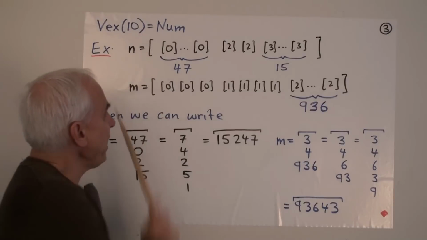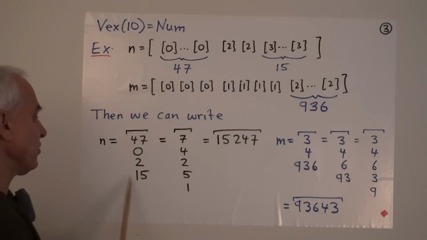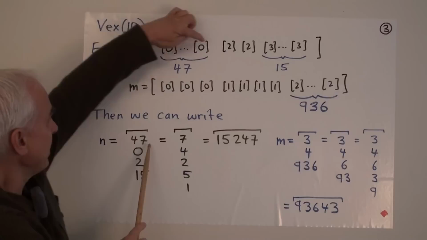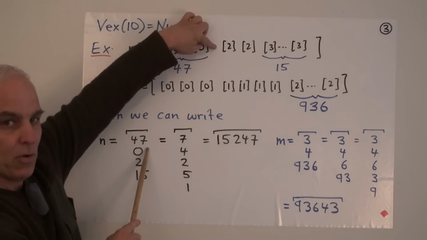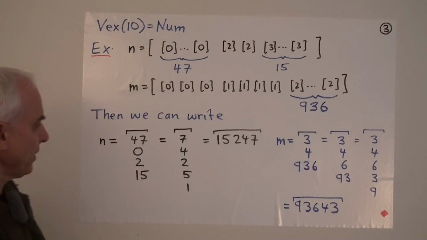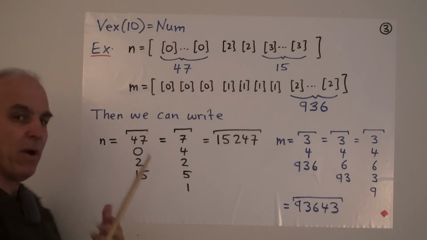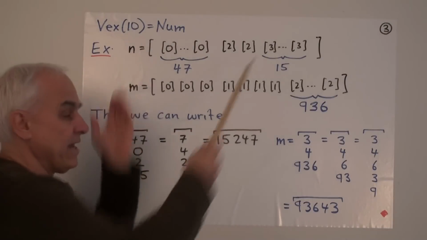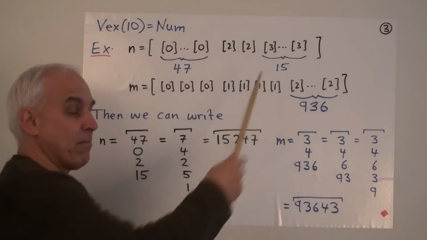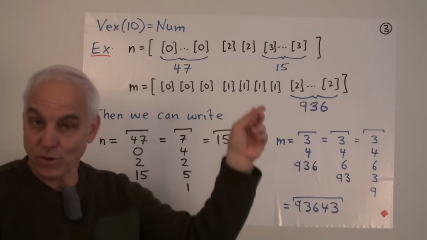Okay, so this n then can be written in the sort of standard vector form as 47, 0, because there are 0, 1 singletons, 2, 15. So this vector of multiplicities captures the m set. It's like a list that captures the multiplicities in the underlying m set.